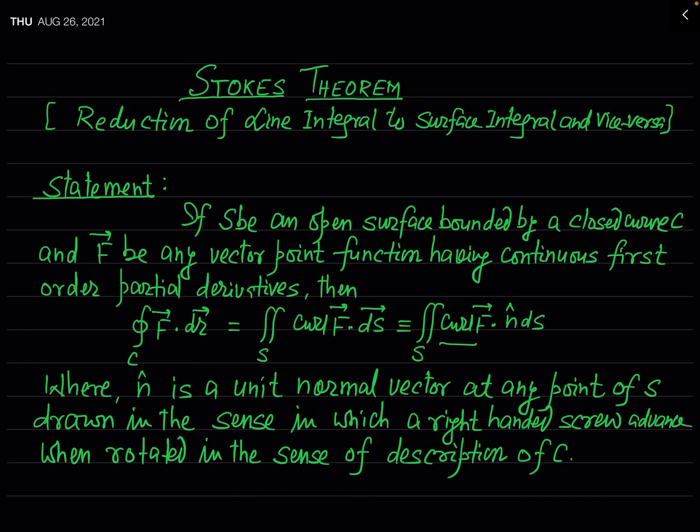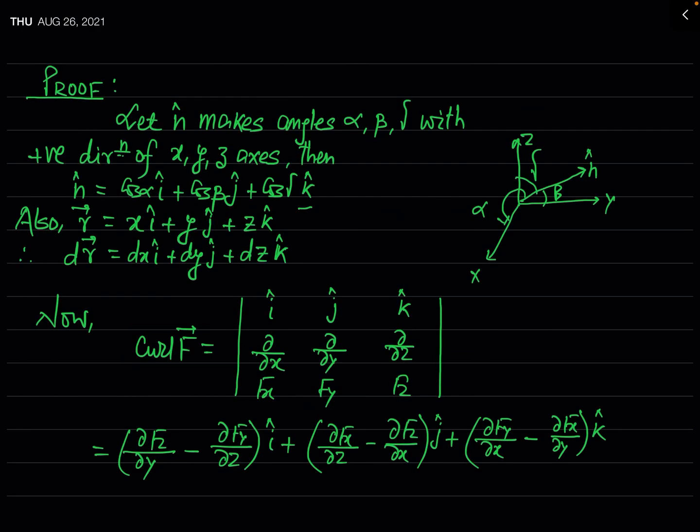So first of all, let us find what curl of F will be. From the definition of curl of a vector, you know we can express this curl of F in determinant form in this way: curl F equals this determinant which you can see here. And from this determinant you can express curl of F in this manner.